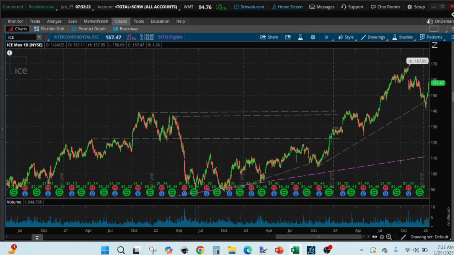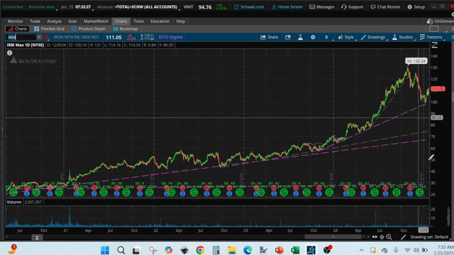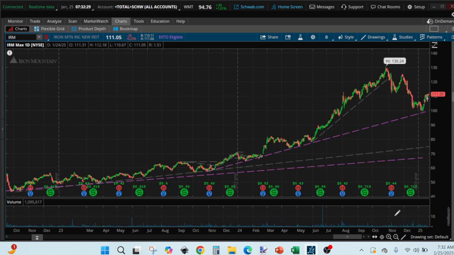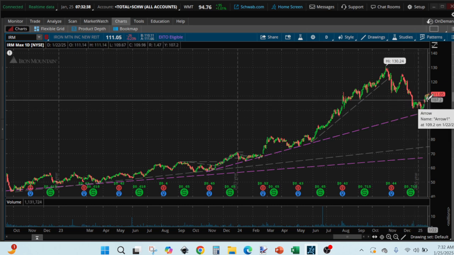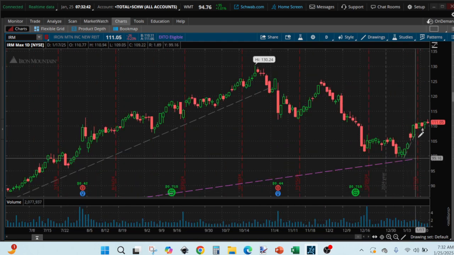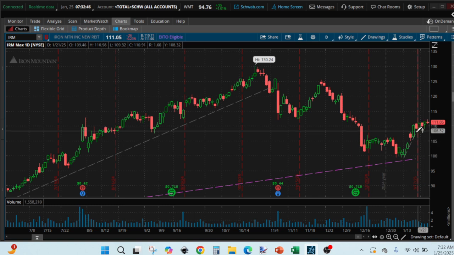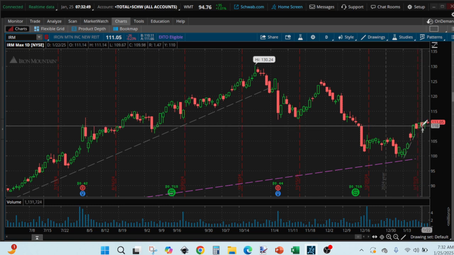IRM, we purchased it this year. And we have two trend lines that we like to buy at, and when it reaches one and starts making higher lows, we purchase it. And you can see we have two higher lows, and this one, we are aiming for a green bar, but it ended up being a red bar at the end of the day.